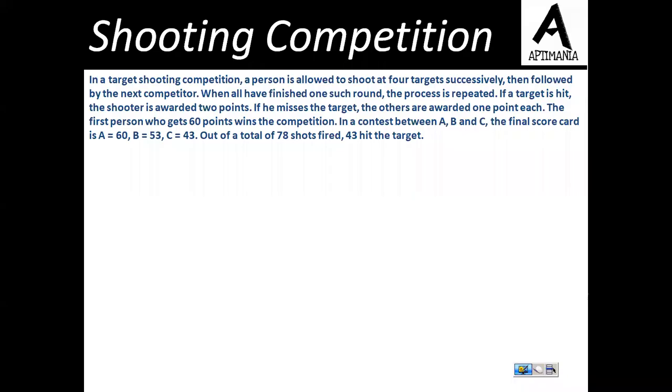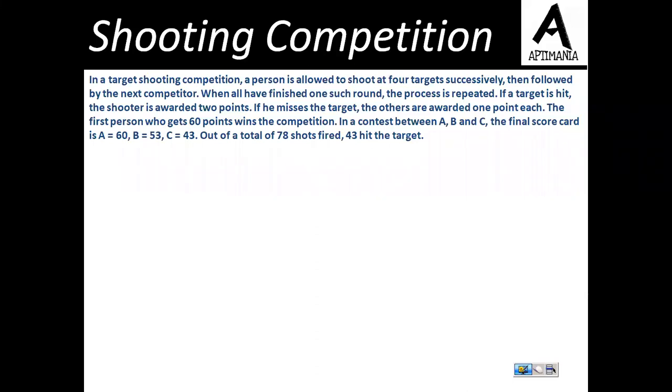So the question is, in a target shooting competition, a person is allowed to shoot at 4 targets successively, then followed by the next competitor. When all have finished one such round, the process is repeated. If a target is hit, the shooter is awarded 2 points. If he misses the target, the others are awarded 1 point each. The first person who gets 60 points wins the competition.